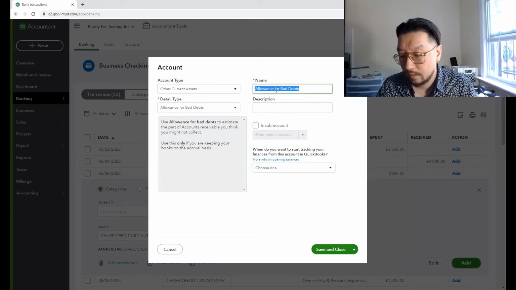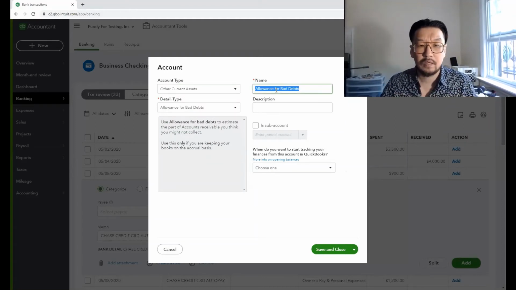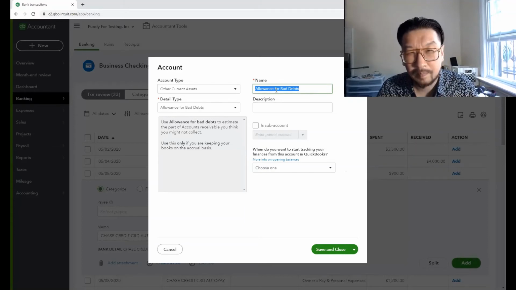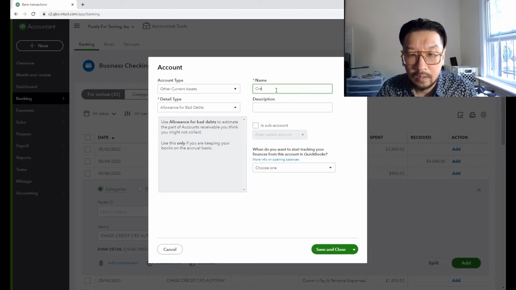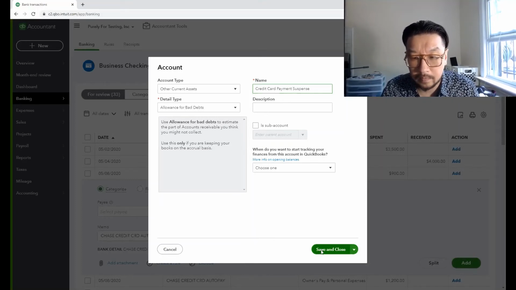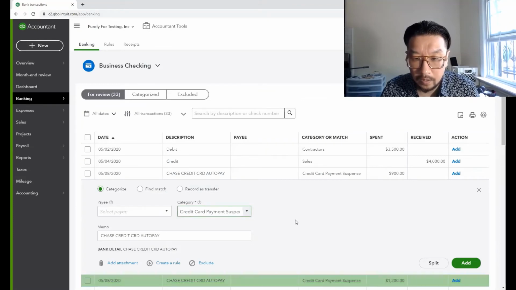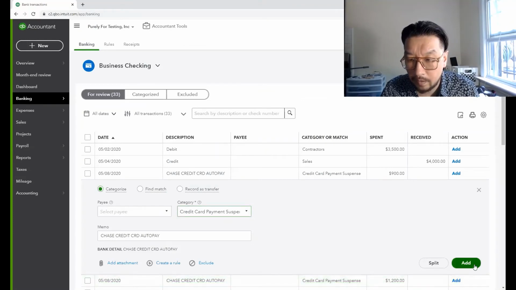Current assets are something that should be cleared out. It's definitely not a long-term asset. That's what I'm trying to say. So we're going to have a credit card Suspense. If you want to be more specific, you could say credit card payment Suspense. And the detail type doesn't really matter, so we're going to save and close, and that's where that goes. So we're going to add that right there.